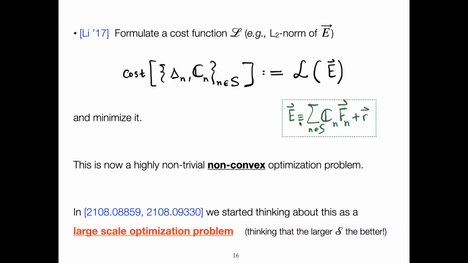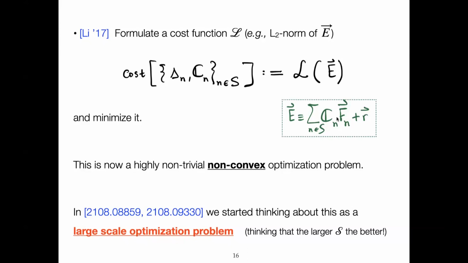So now, in doing that, you have a function which is explicitly written in terms of the unknowns C and the scaling dimensions that appear inside this conformal block. So you have a highly non-trivial, non-convex optimization problem that you have to solve now. Again, in this paper, he didn't apply this to anything non-trivial.